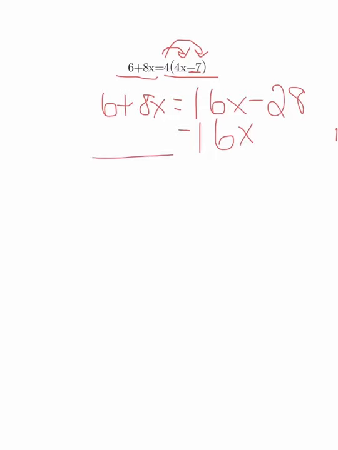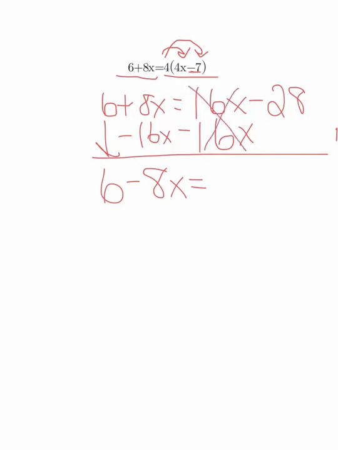So I'm going to go ahead. Now what I do to one side of the equation, I've got to do to the other side. So we're going to go ahead and put minus 16x over on this side of the equal sign. Now I'm going to simplify, bring down my 6. Then I have 8x minus 16x, which leaves me a negative 8x, equals 16x minus 16x. That's 0, so I don't have to write anything down there. And then I'm going to bring down the minus 28 or negative 28.